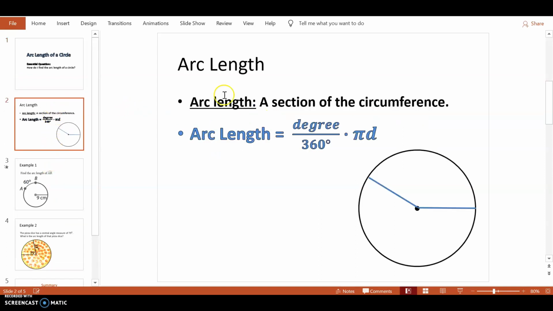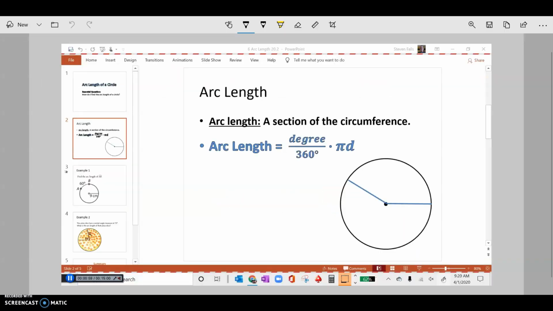Here we go. So make sure you guys get this all down in your notes, especially this blue part right here. That is the formula for finding arc length in a circle. And you'll see that it's very, very similar to finding sector area, which is what we've been working on the last couple of days. So here's the difference.